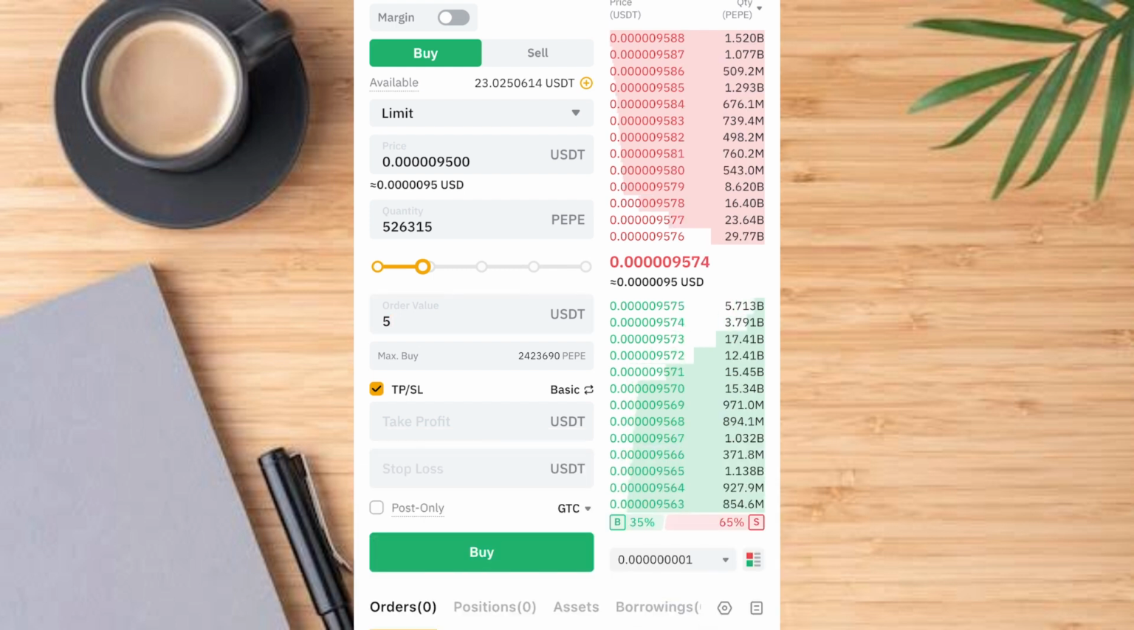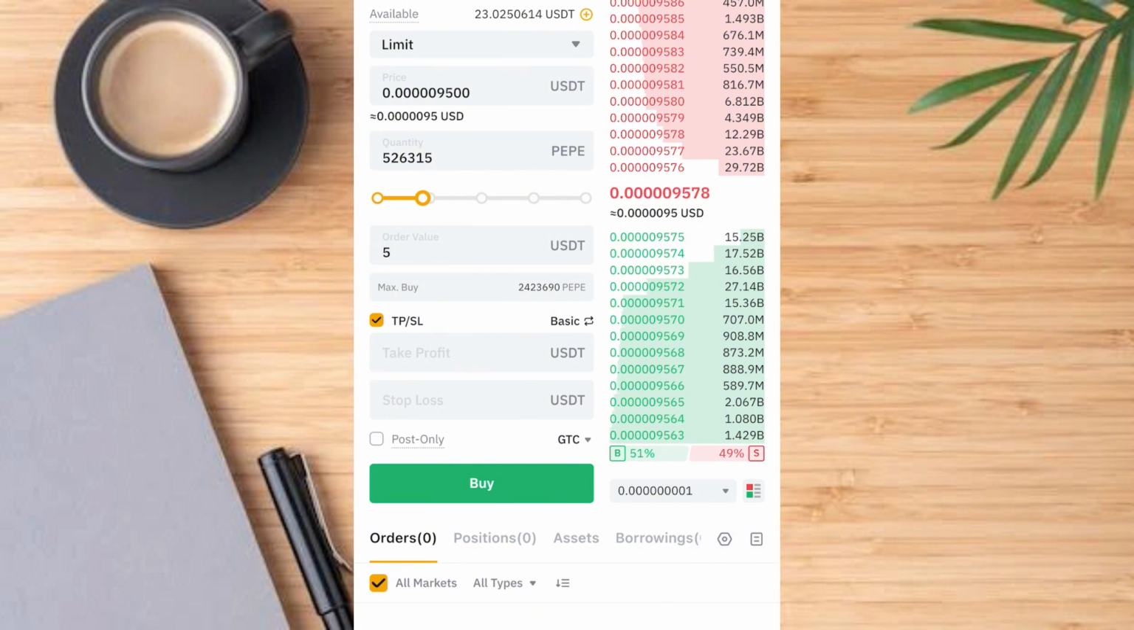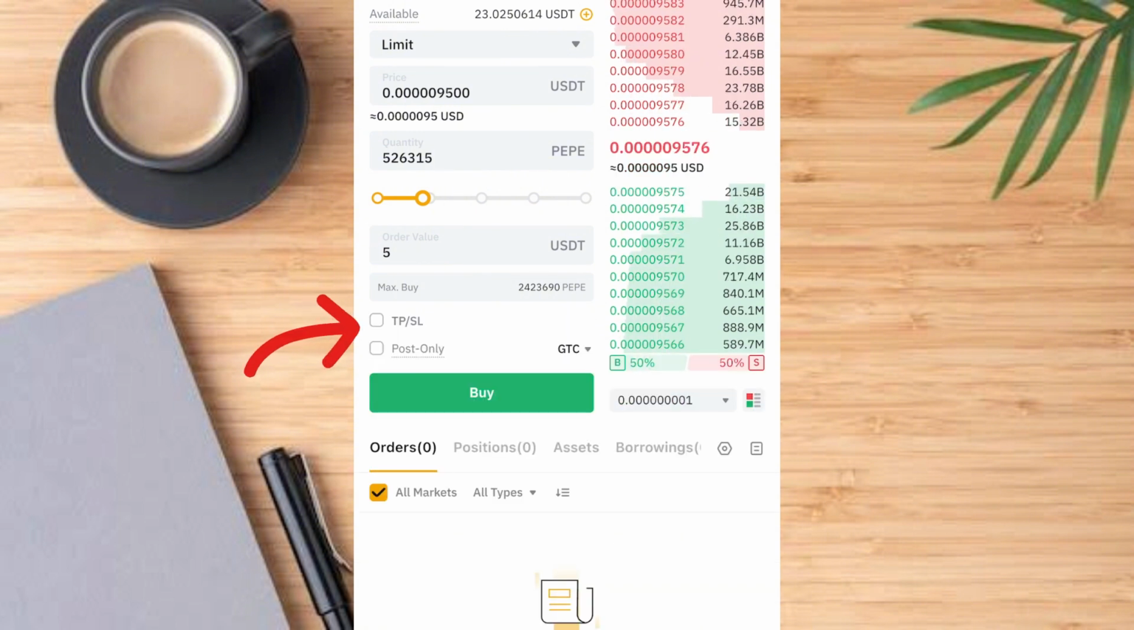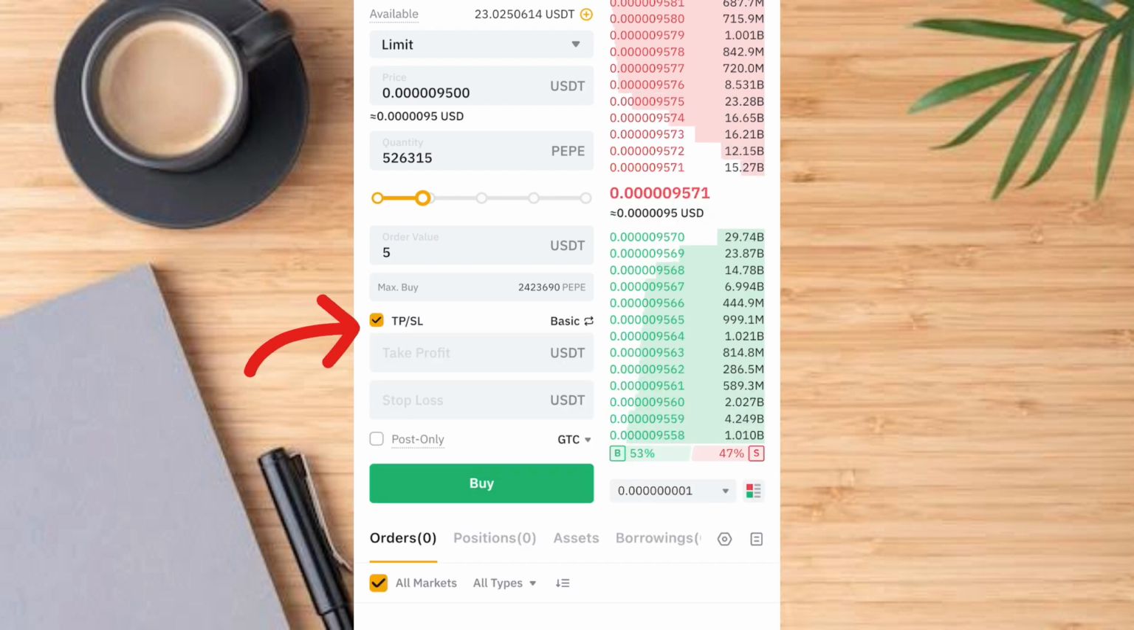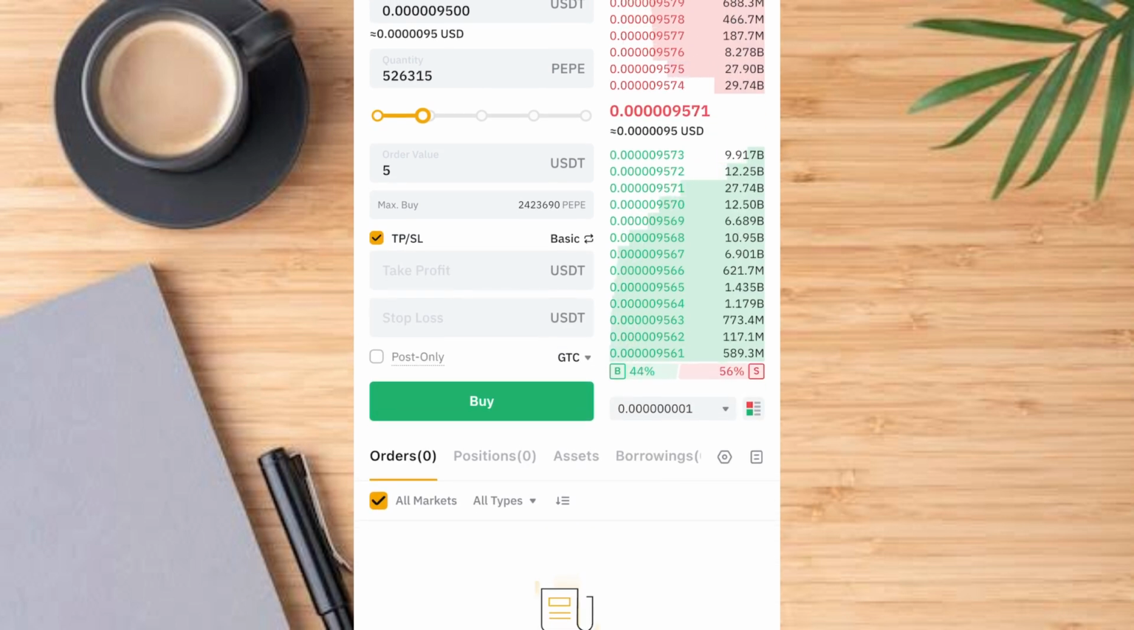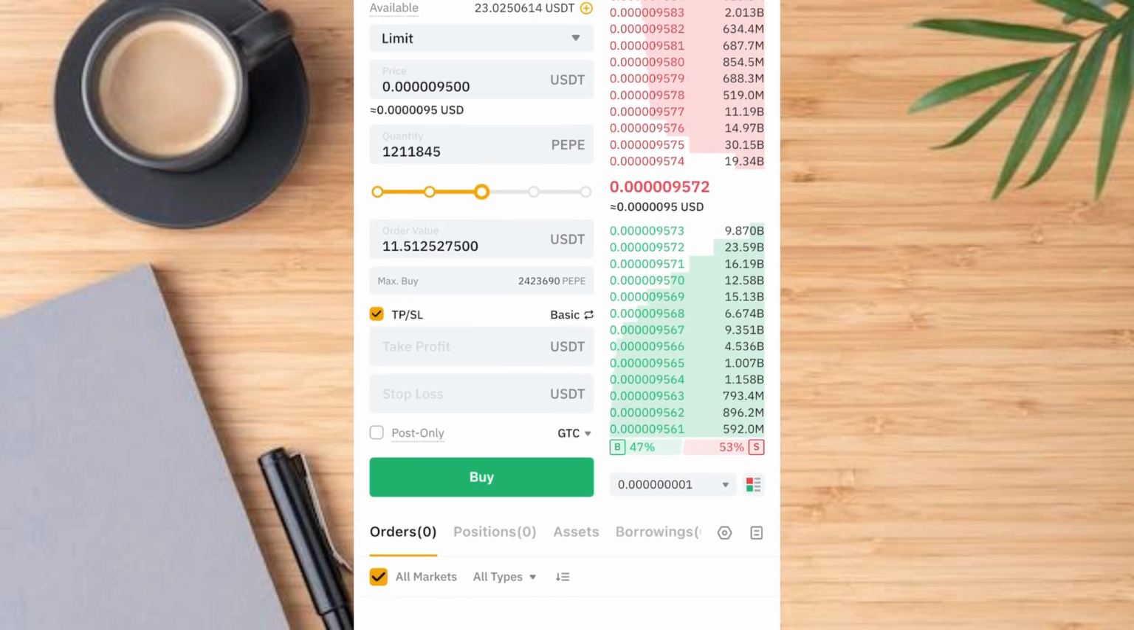Then go ahead and tap down. So once you do that, now the next thing you have to do is to tap on this button where you see stop loss here. Tap on it. Once you tap on the stop loss, it comes up like this. Now this is how to take your profit from this platform.